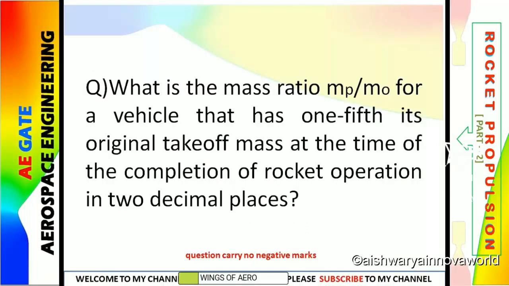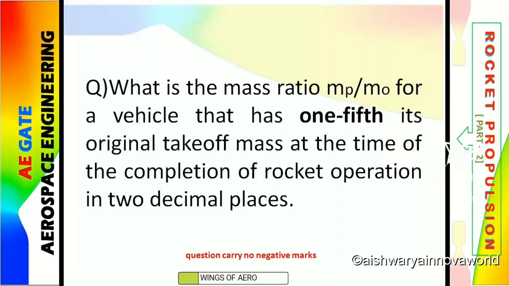What is the mass ratio MP by M0 for a vehicle that has 1/5 of its original takeoff mass at the time of completion of rocket operation, in 2 decimal places? So what we have been given is MP by M0, that is the propellant ratio, as a ratio of 1/5.